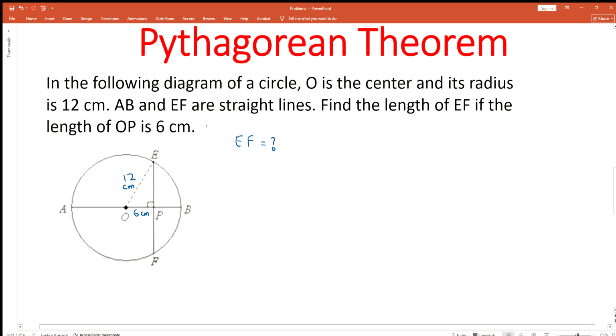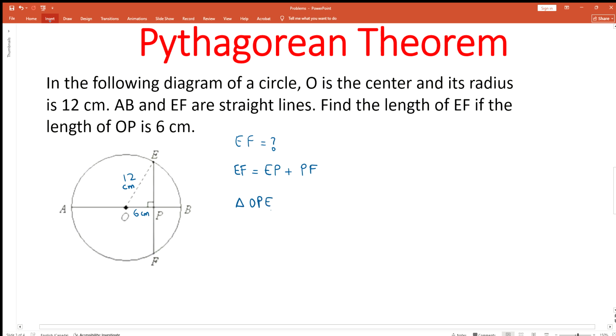As we can see in this diagram, line segment EF is divided into two parts, EP and PF. So the length of line segment EF is equal to the length of line segment EP plus the length of line segment PF. We can find the length of EP and PF by analyzing triangles OPE and OPF. Let's start by analyzing triangle OPE.